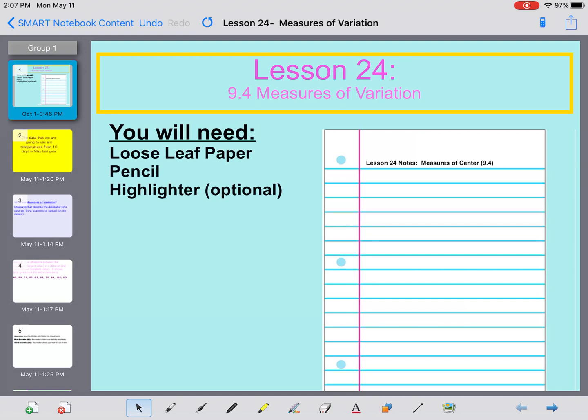Welcome back to math. Today, you guys, are on to lesson 24, and we are actually starting measures of center. If you need it, that's chapter 9, section 4 in your math book. Today, you're going to want to grab a loose leaf piece of paper. You're going to want a pencil, and you might want a highlighter too.